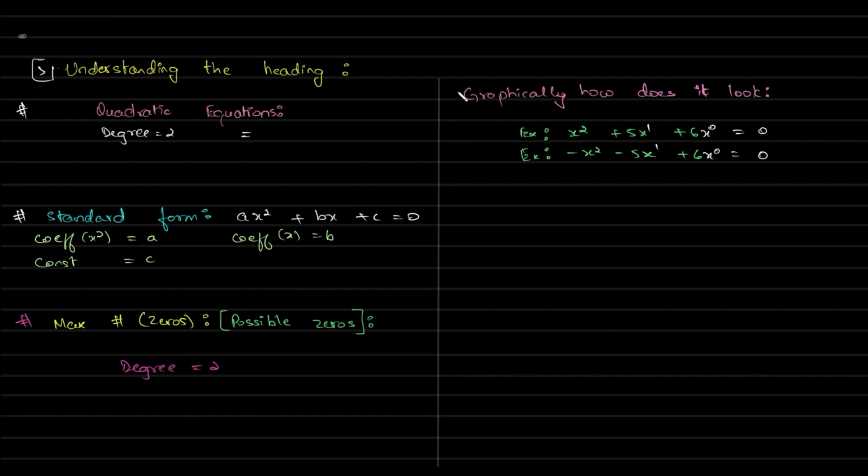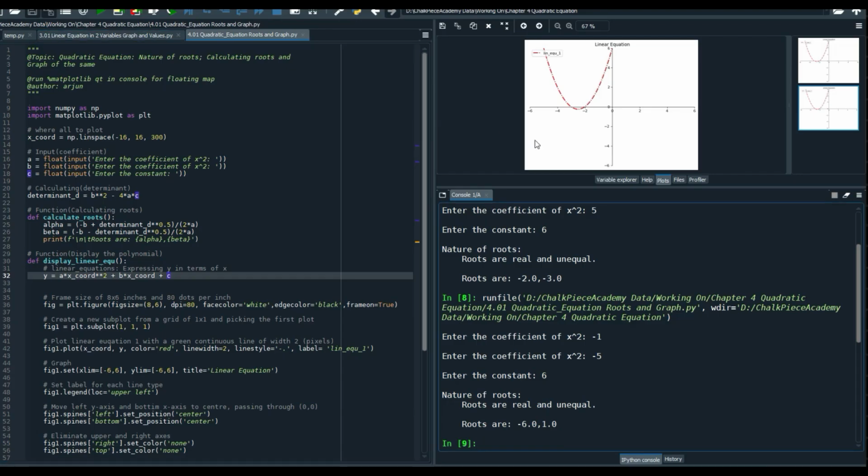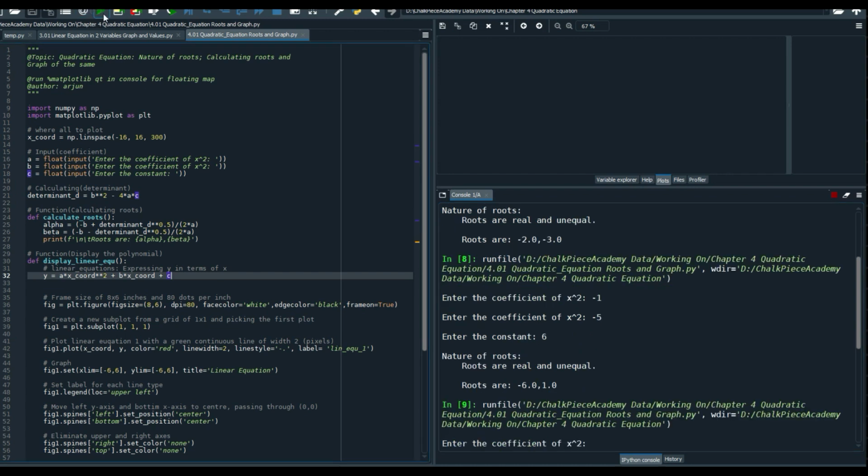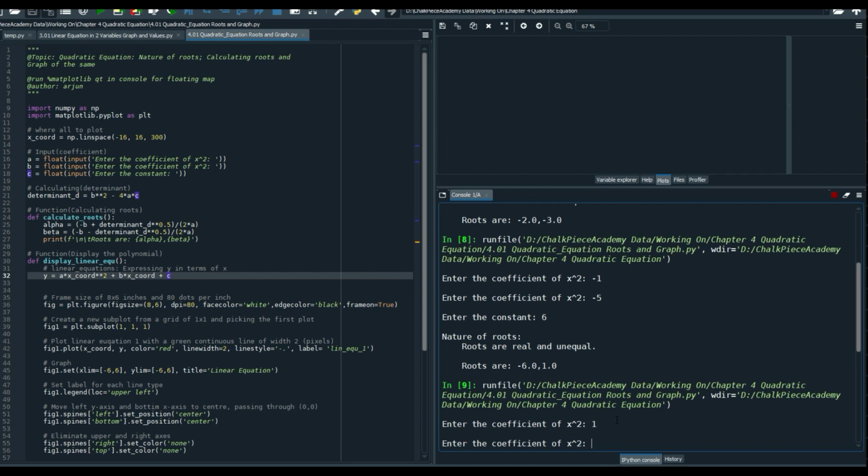Next thing that we need to know is graphically how does it look? How does a quadratic equation look? Is it a straight line? Is it a curved line? If it's curved, how curvy is it, how many bends are there? To understand that, let's code. I've coded it and let's generate the graph.